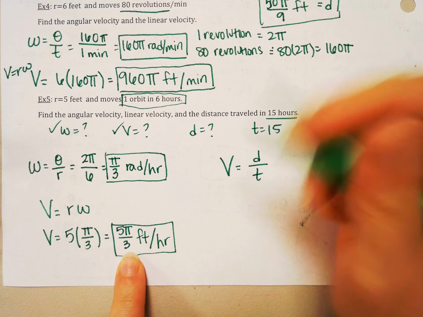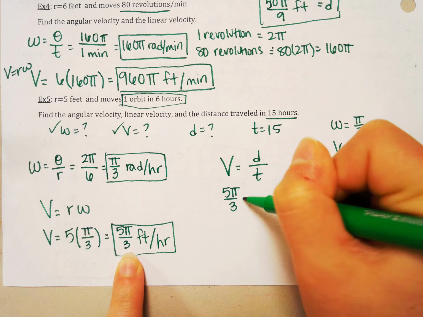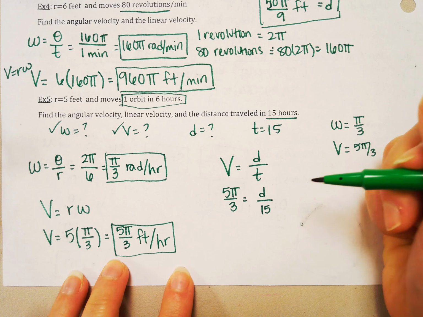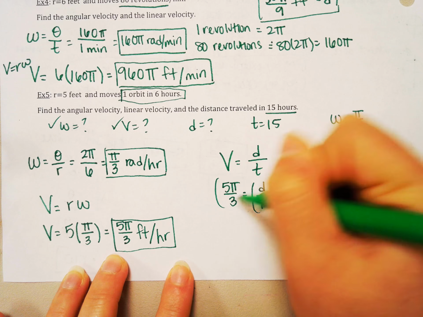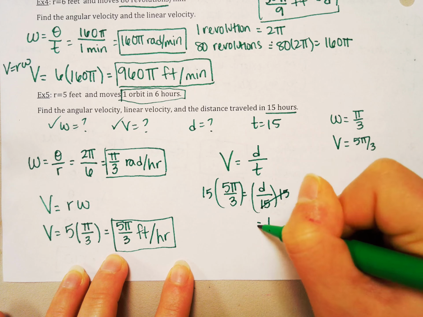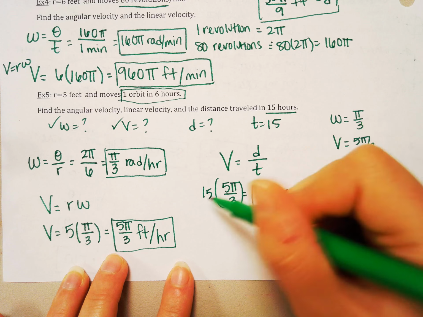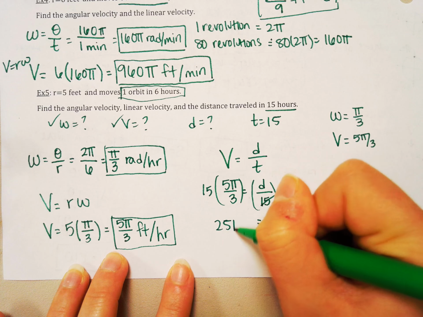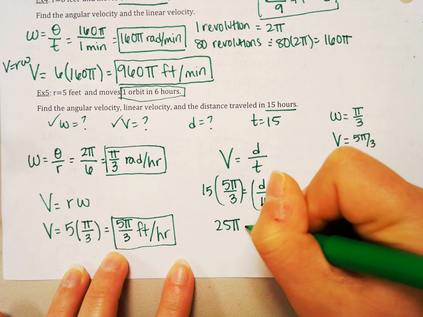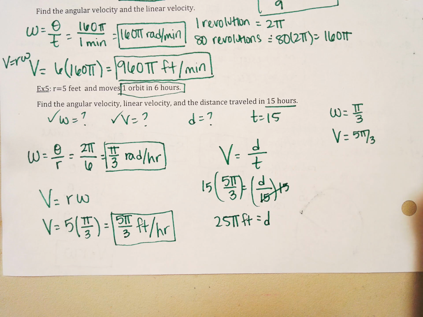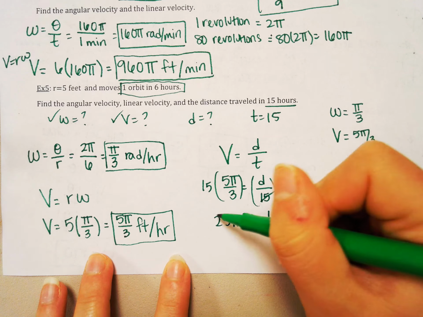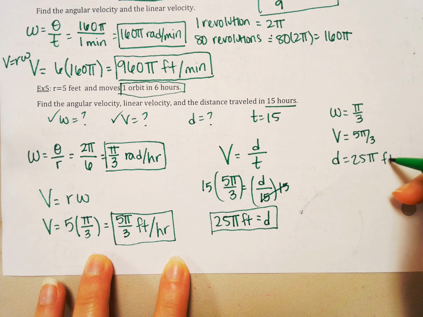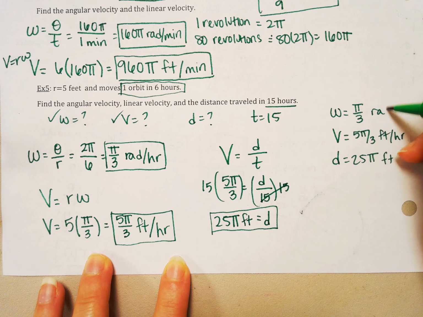So I'm starting there. I know my linear velocity is 5 pi over 3 because I just found that. I don't know my distance. And I'm looking for the distance traveled in 15 hours, so that's going to be the time that I use. In order to solve for our d value, our distance, we would multiply both sides by 15. This will reduce, or you can multiply it out and then divide. 15 divided by 3 is going to be 5, so I'll have 5 times 5, which will be 25 pi. And this distance is a length, so our value is in terms of feet. So our distance is 25 pi feet.